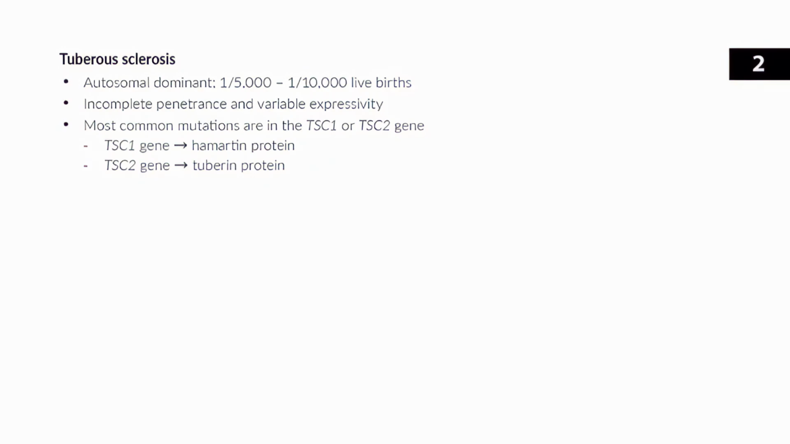Most common mutation you're going to see is the TSC1 or 2 gene. So TSC for tuberous sclerosis. It's not too difficult to remember. Here we see a mutation in the hamartin or tuberin proteins. And the classic triad for tuberous sclerosis is seizures, intellectual disability, and angiofibromas.